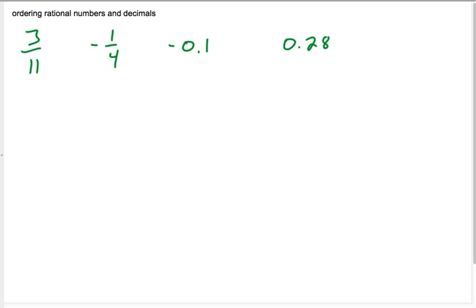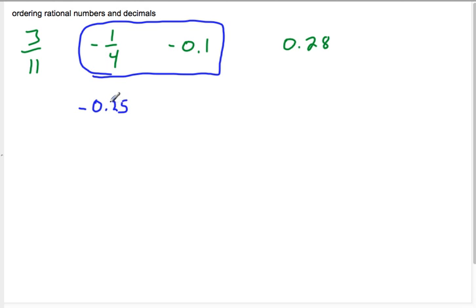Alright, now we're going to do some more comparing. These are fractions and decimals. The first thing I like to do when comparing is see if I can figure it out without doing any calculations. So right off the bat, I know that these are negative, so they're obviously going to be less. I know this is negative 0.25, so that's going to be further away from 0. So I know right off the bat the negative 1/4 is the lowest, followed by negative 0.1.